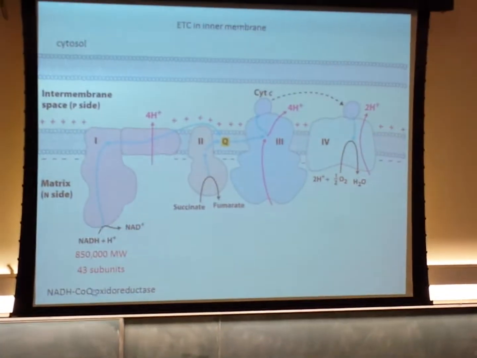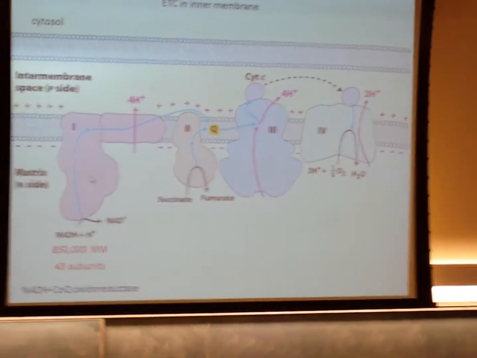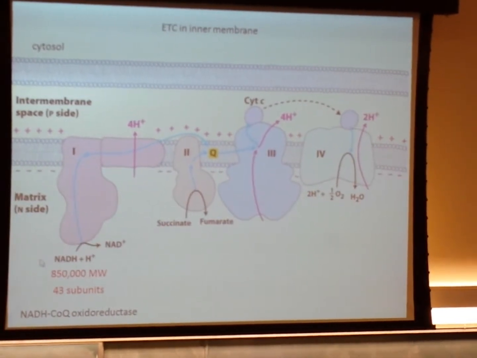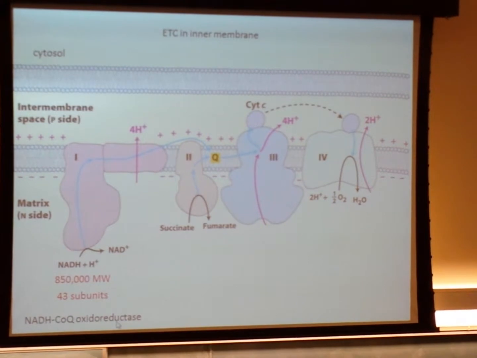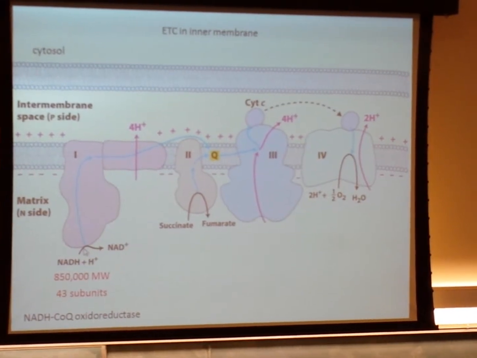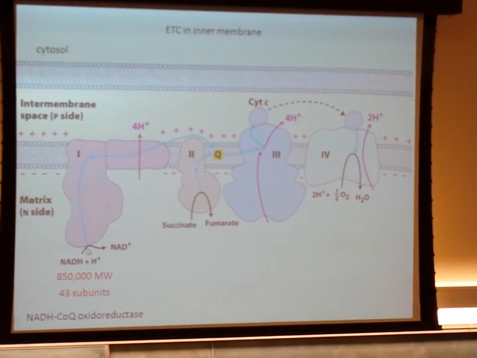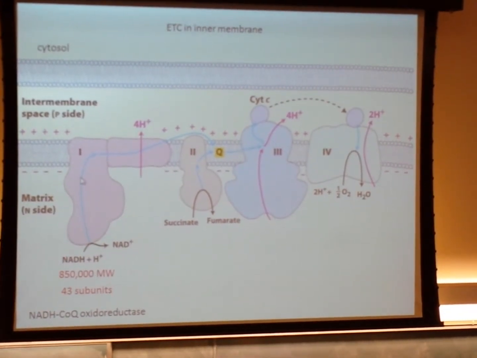Why? Because it indicates very clearly that complex 1 has 2 enzyme active sites. So the NADH oxidoreductase part, oxidoreductase means you're transferring electrons. This enzyme activity is occurring right here. That's a catalytic site. That site only recognizes NADH, and it's going to pass electrons down this circuit.